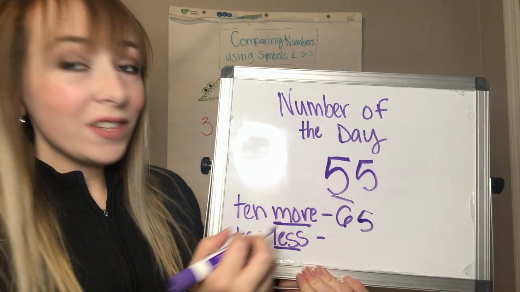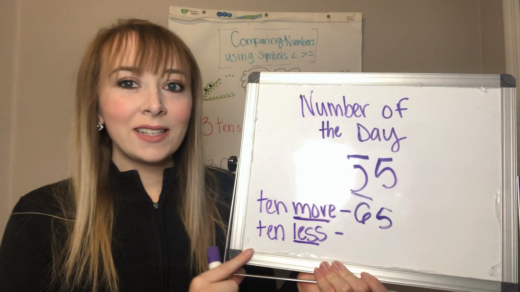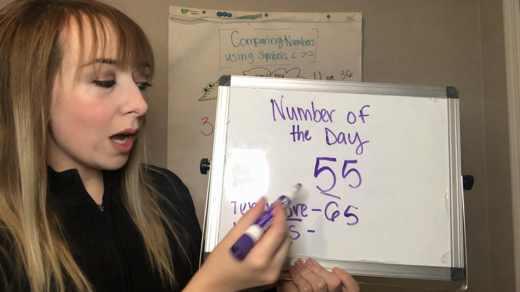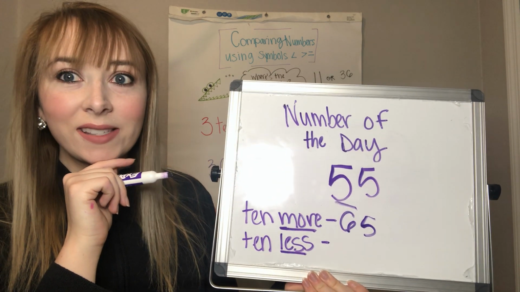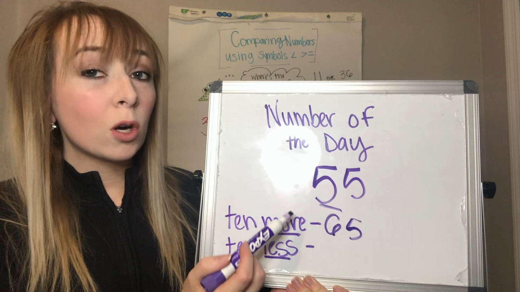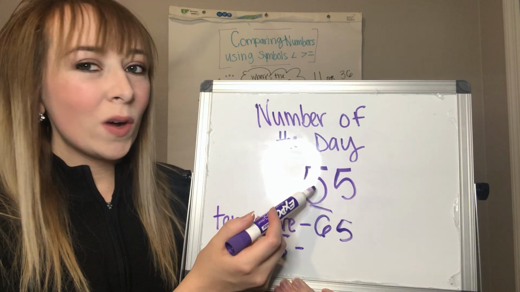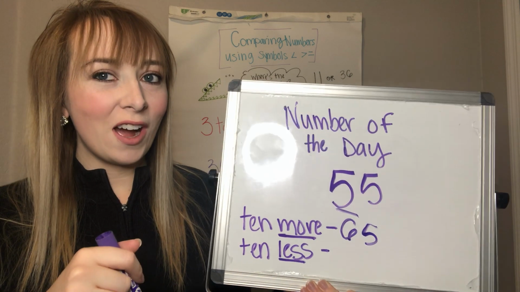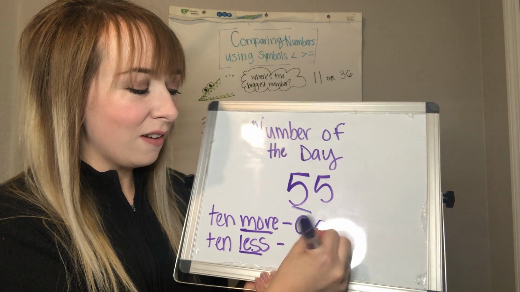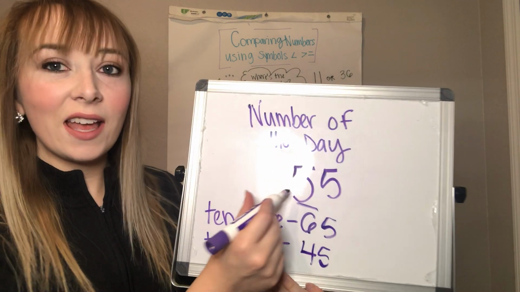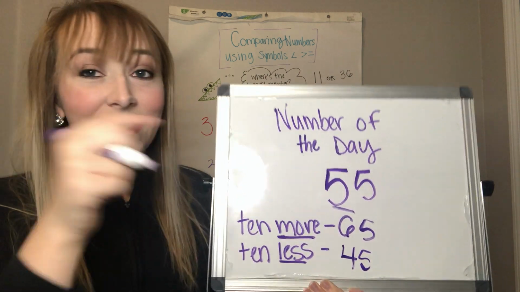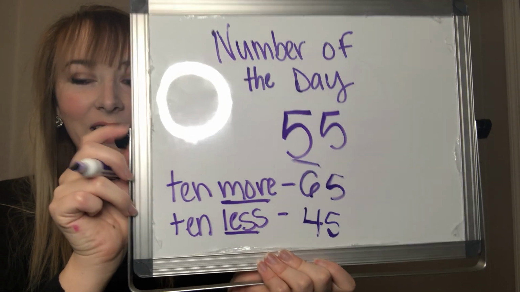So what if I have 55 and I want to take away 10 less? If I want to take 10 off of it. So I'm going to go right back to my tens place, except this time I'm going to take away a 10. So if 10 more was 65, what's 10 less than 55? I hope you said 45, because we are taking our 10 and either bumping it up 1 if it's 10 more, or we're bumping it down 1 if it's 10 less.